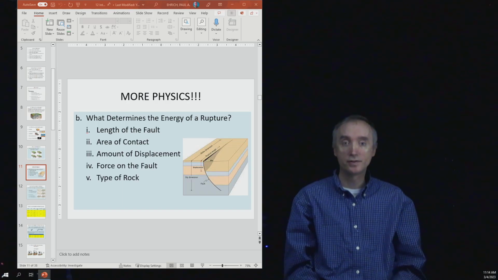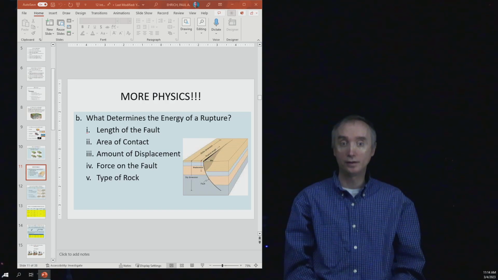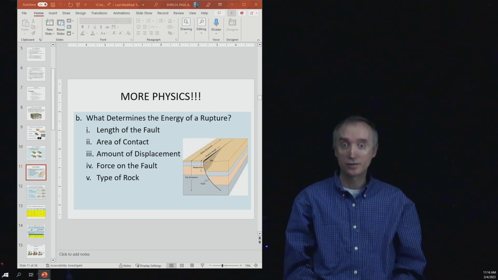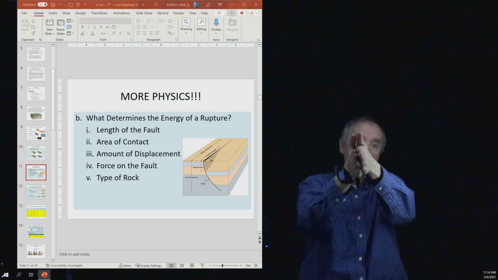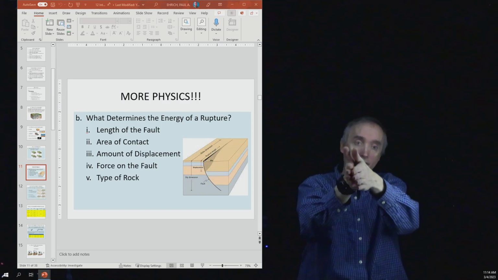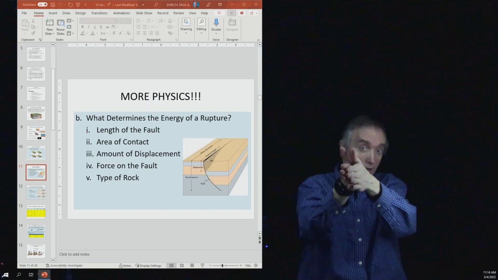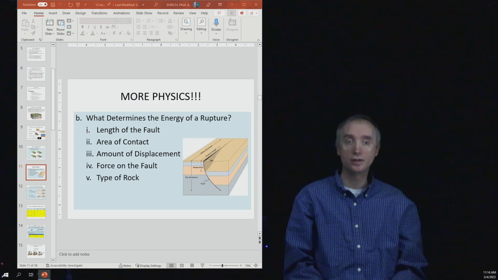So what determines the energy of the rupture? How much energy can an earthquake give off? Well, it's going to depend on the length of the fault. It's going to depend on the area of contact. So for example, if you've got two rocks like this and they're going to be sliding like this, then the area of contact is going to be the area that they are in contact with. The amount that they slip is going to be the amount of displacement. So that also goes into our calculations of the energy released.